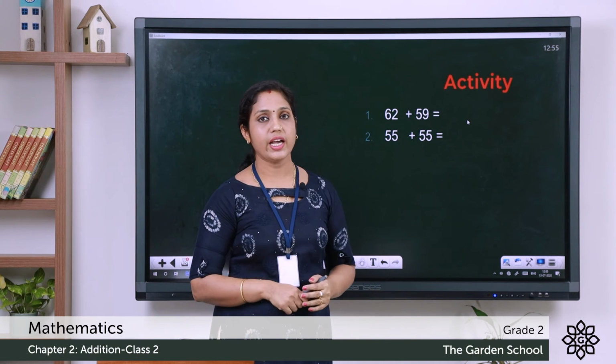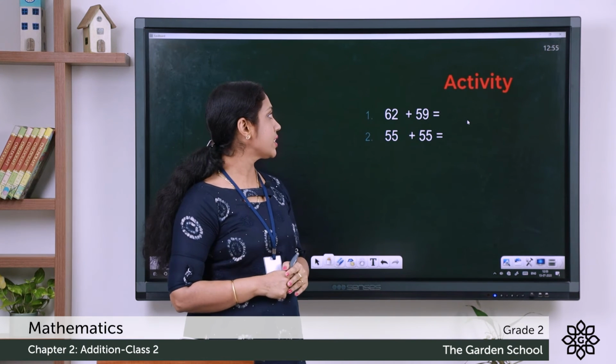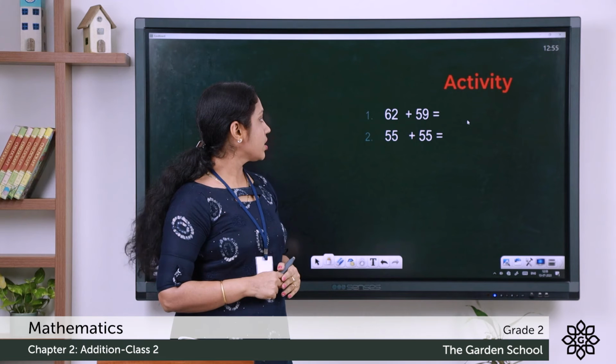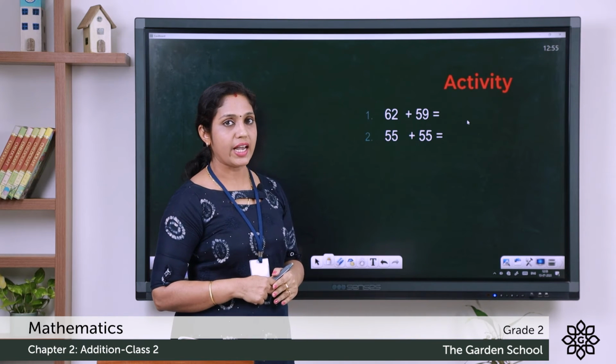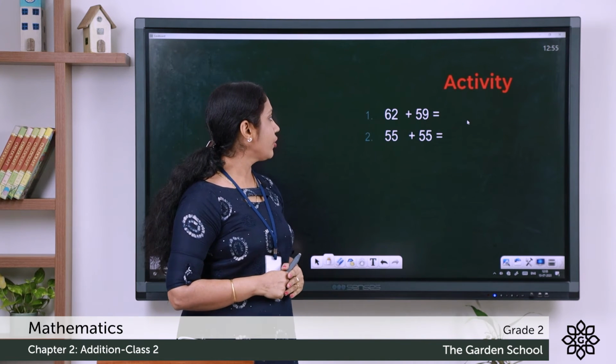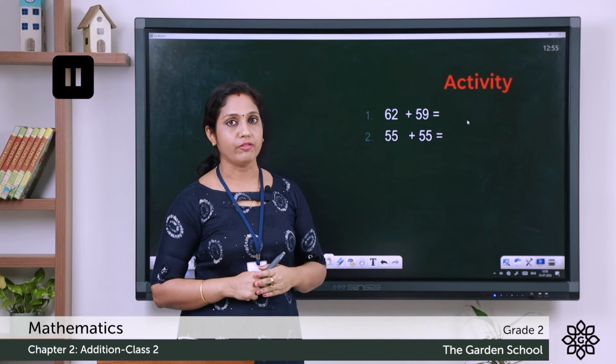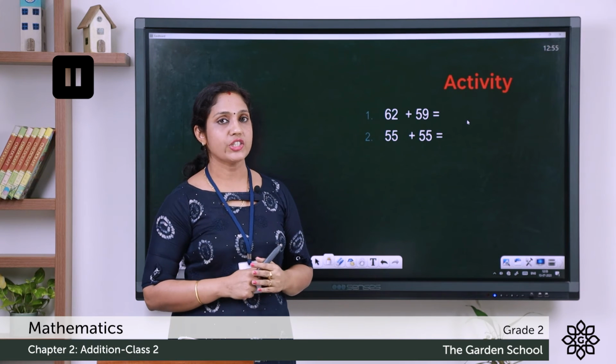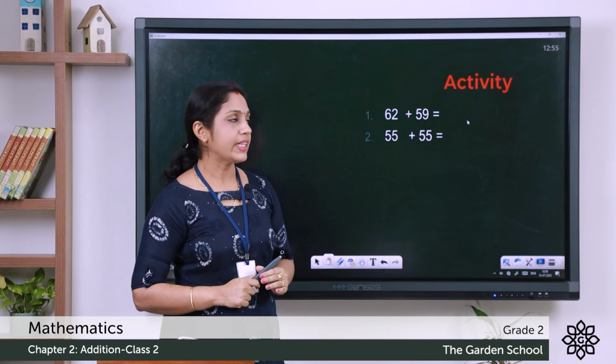So, let us do another activity. You have 2 questions here. First is 62 plus 59 and the second question 55 plus 55. So, once you have done, we will check the answer. So, now let us check the answer.